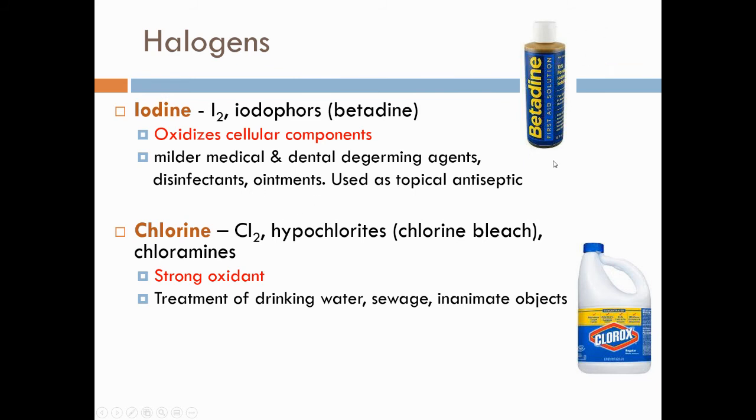They are fairly mild for use on human tissue or on living tissue. So iodophores are generally used on tissue. Chlorine is a halogen, as hypochlorites, which are used in chlorine bleaches. These are strong oxidizers. So these are pretty damaging to human tissue. So you can use it in very small quantities in drinking water. It will disinfect very well because it is such a strong oxidizing agent. It's used in sewage and used to clean inanimate objects.